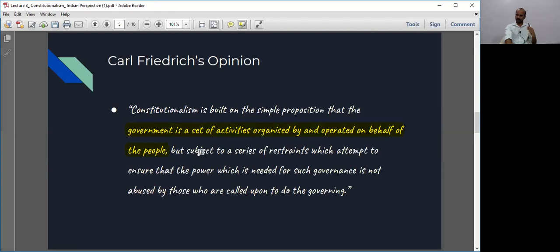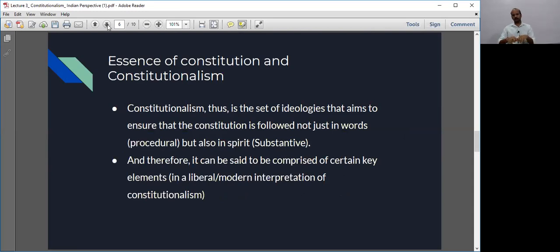Now again, this is made clear from these words, subject to a series of restraints which attempt to ensure that the power which is needed for such governance is not abused. So the basic essence is to prevent government from abusing the power, right? So these are the basic concepts behind constitutionalism, right? So let's move to the essence of constitutionalism and the constitution itself.